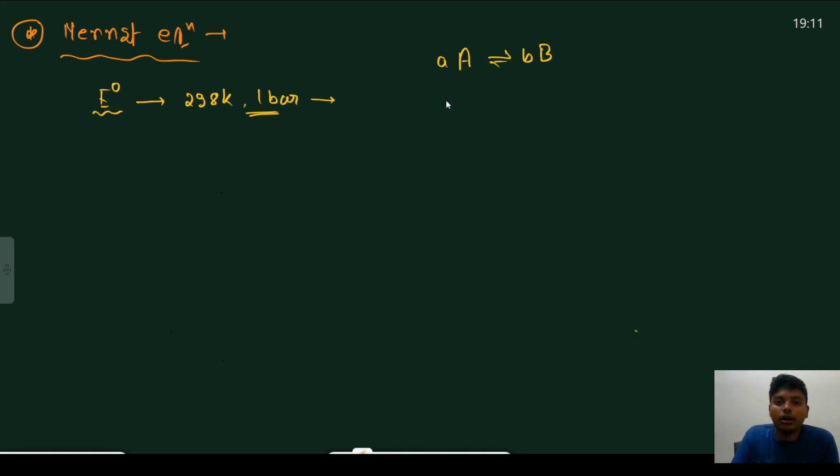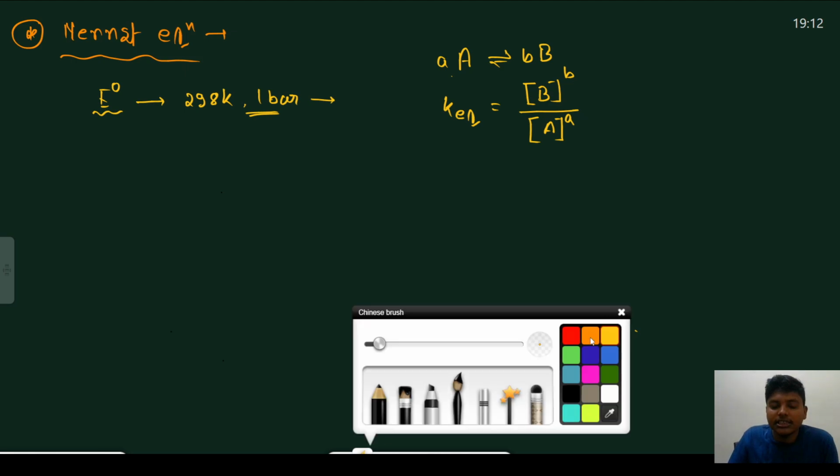Let's see how many of you can tell what the reaction quotient or K equilibrium is. What is the equilibrium constant of this reaction? How to write the equilibrium constant? Product by reactant: concentration of the product to the power its coefficient divided by concentration of the reactant to the power its coefficient. Okay, this is K equilibrium.